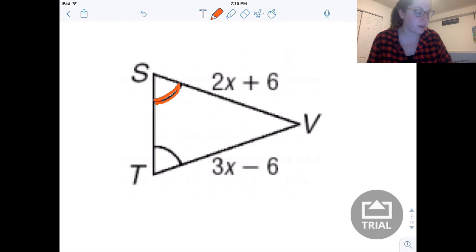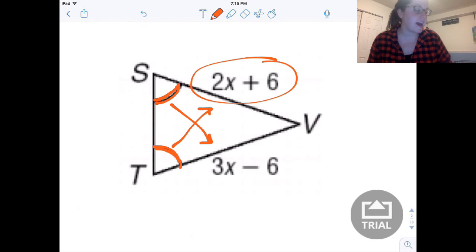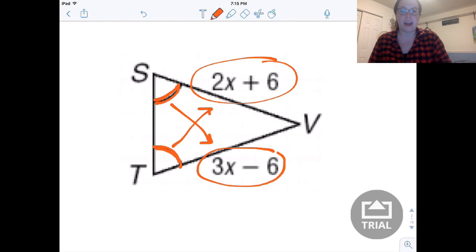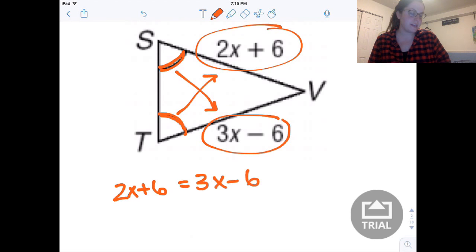And so I see that I have these two angles, and those base angles are congruent, which means the sides opposite them are congruent. So on this, what I can say is that this side is going to have to be equal to this side. So I could say, okay, 2x plus 6 is going to have to equal 3x minus 6, and then solve for x. And I knew that again because my base angles were congruent, so the sides across from them are congruent because it's an isosceles triangle.